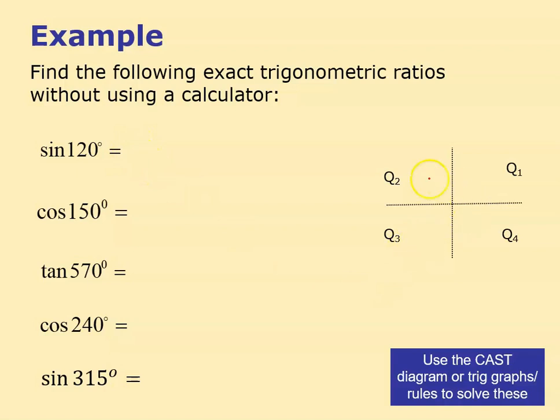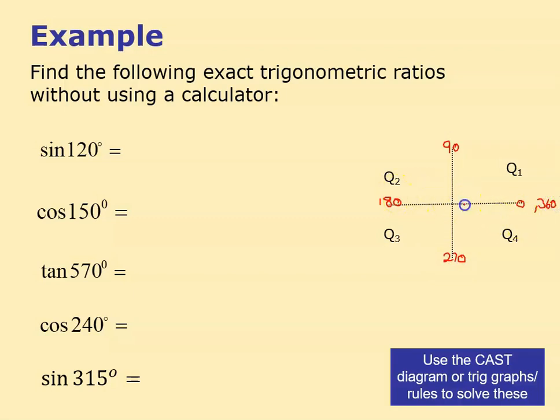Now, we're going to do this using the CAST diagram, which I've hinted at before. And it says sine 120. Now, the thing about sine 120, I want you to be aware of, when we do the CAST diagram, this is 0, this is 90, and you go round in this anti-clockwise direction. This is 180, this is 270, and eventually you get back to 360. So bear that in mind.